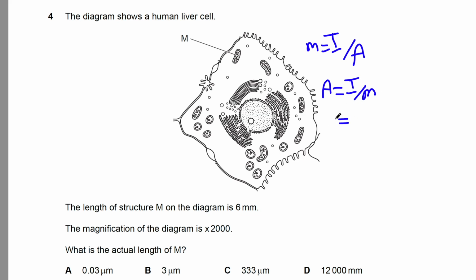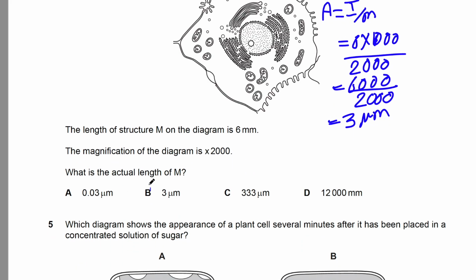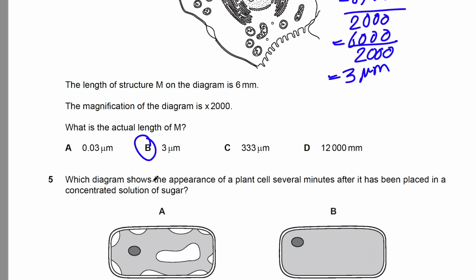As simple as that. There's a point, please take care of it. We need to convert the unit. We have the image in millimeter, so we want to change it to micrometer. That means I have to multiply it by 1000. So 1000 divided by 2000. Okay, step by step. So the right answer here will be 3 micrometer. So I have to circle B. So B is the right answer. Move to question number 5.